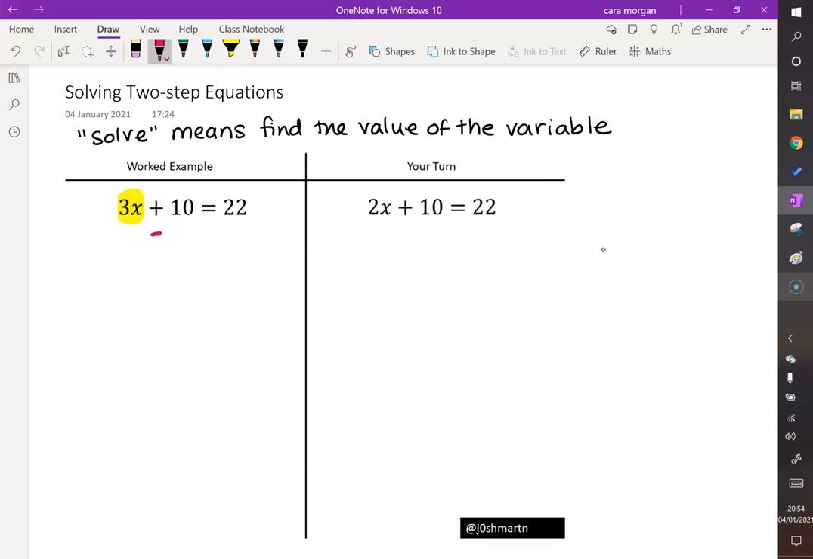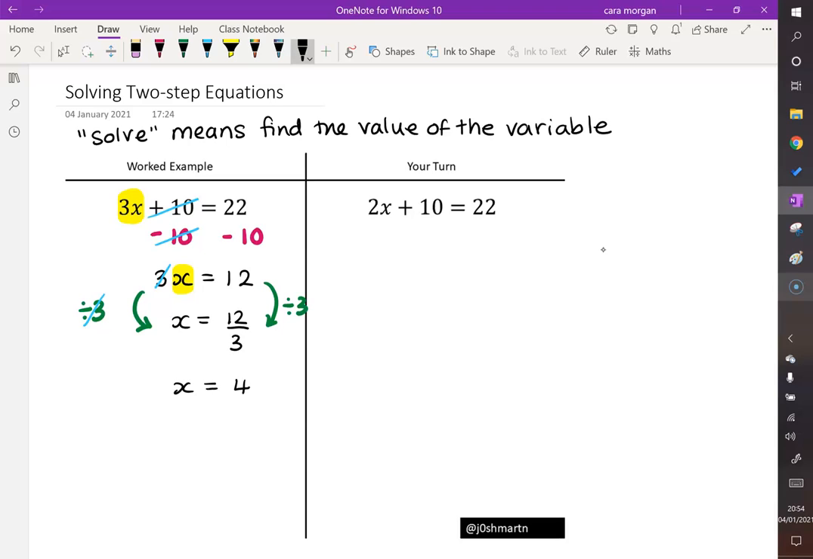Now, if I subtract 10 from both sides, I can see that the add 10, subtract 10 cancel out, and I get 3x is worth 22 subtract 10, which is 12. That's great. I want to get the x by itself now. I notice it's being multiplied by 3, so I'm going to divide both sides by 3. And that means the multiplying by 3 and the dividing by 3 cancel out, and I'm left with x is 12 divided by 3, which means that x is 4.